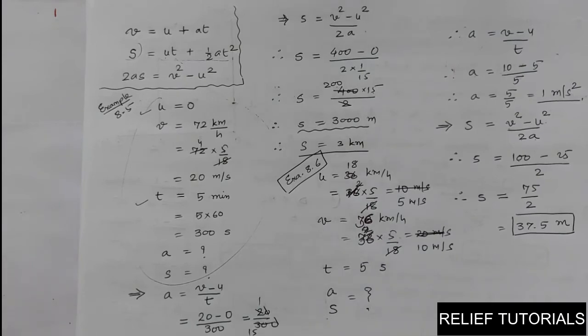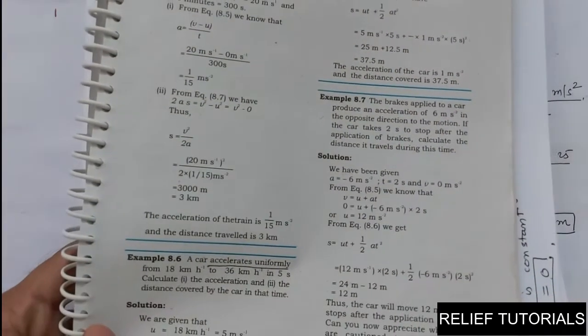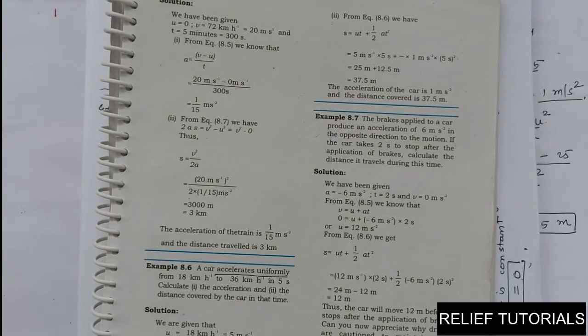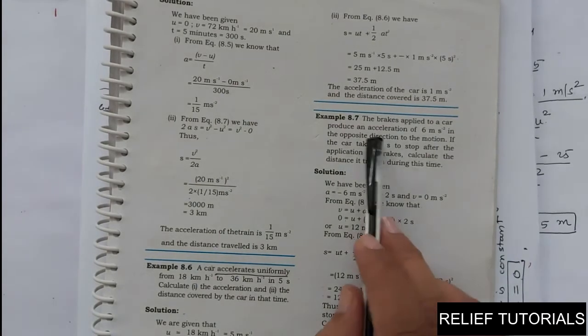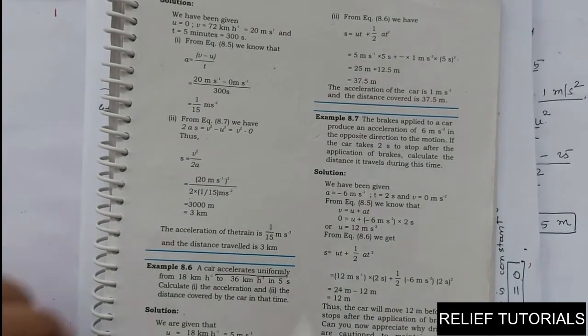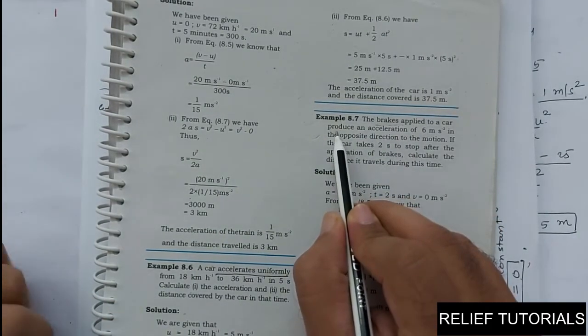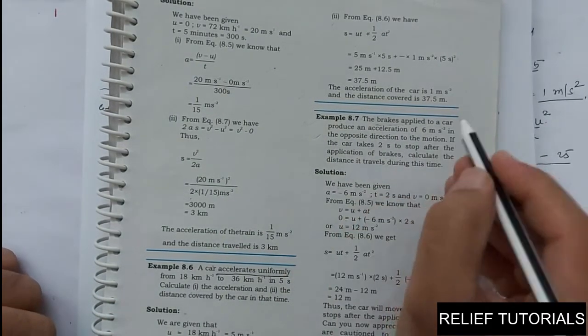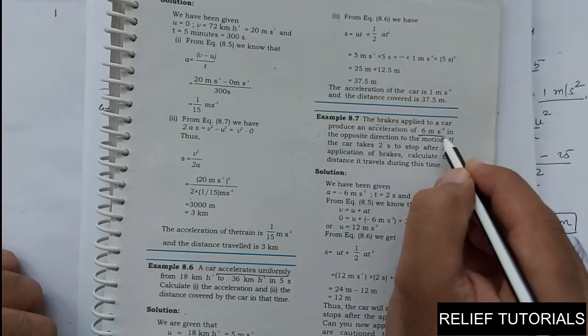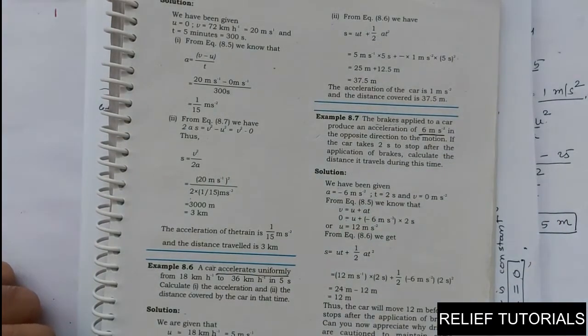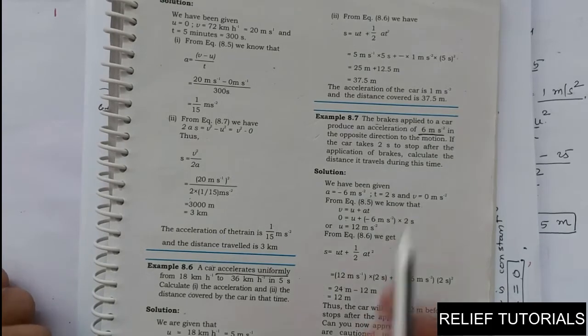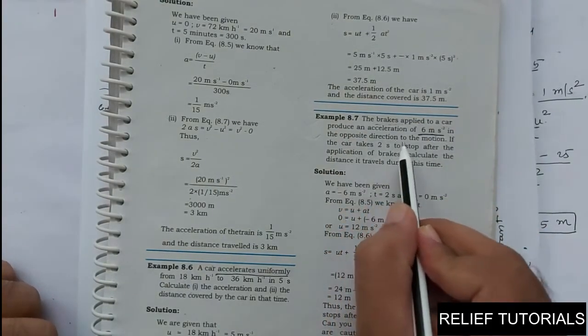Easy sum. Next, question number 8.7. Brakes are applied to a car and produce an acceleration of 6 meter per second square. Here it's a tricky one, in the opposite direction of the motion.